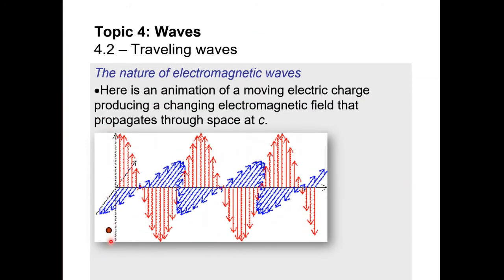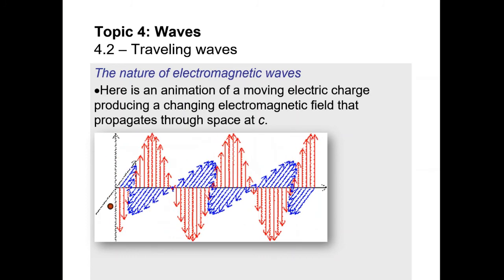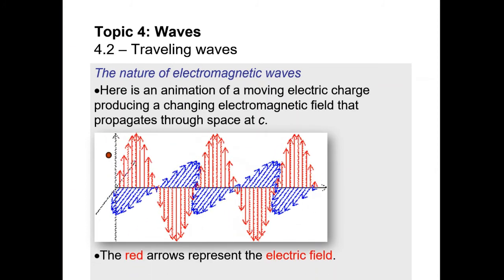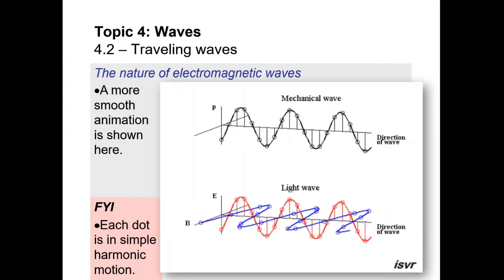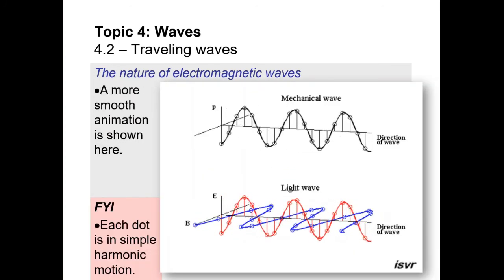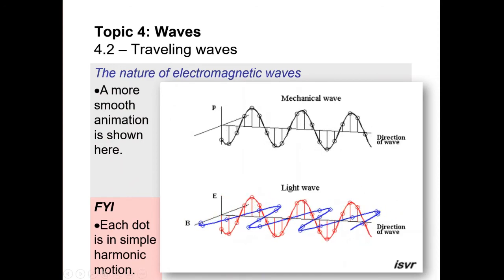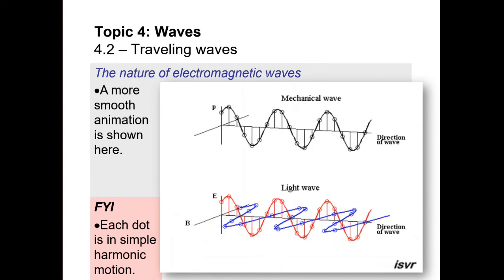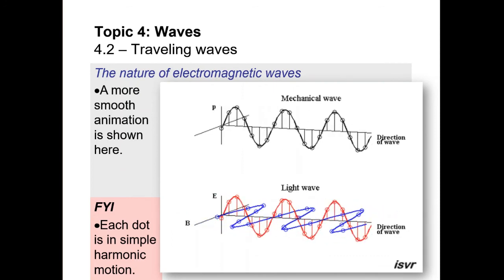Here's an animation of a moving electric charge producing a changing electromagnetic field that propagates through space at the speed of light. The red arrows represent the electric field and the blue arrows represent the magnetic field. A smoother animation is shown here. The first one is a mechanical wave and the second one is a light wave. The light wave travels with the speed of light. The electric field oscillates vertically and the magnetic field oscillates horizontally, and that sets up electromagnetic waves.